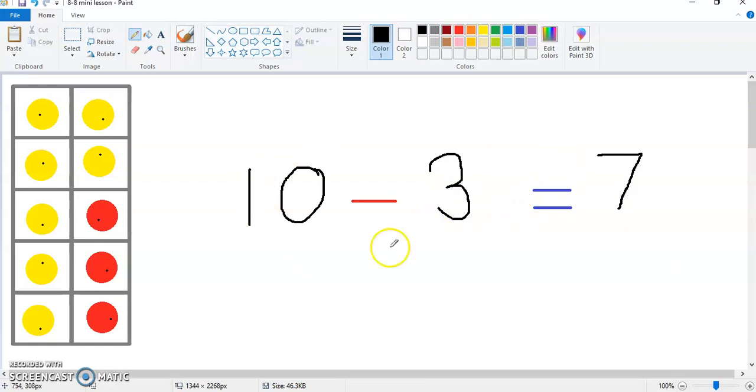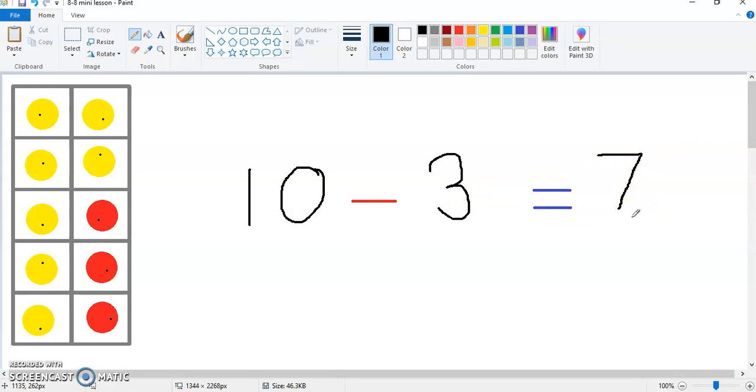Okay, my friends, so looking at our number sentence, let's double check that we make sure that we understand what we're doing. So we're saying we're starting with 10 in all. We know that. There's the 10 frame. We are taking away the 3 red counters. There they are, 1, 2, 3. And left over are 7 yellow counters. Here they are. So our number sentence says 10 minus 3 equals 7. 10 in all minus 3 red counters equals 7 yellow counters left over.